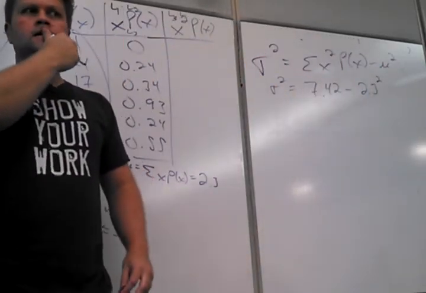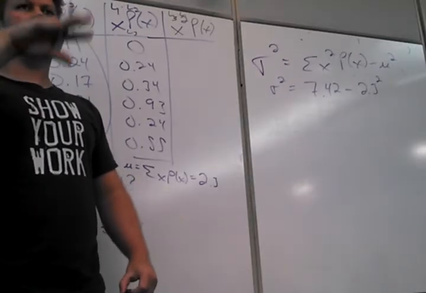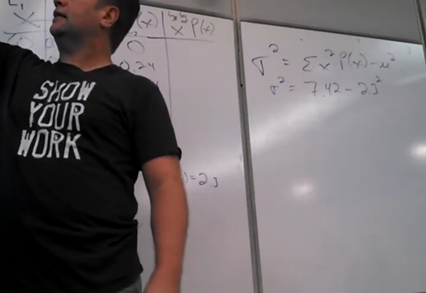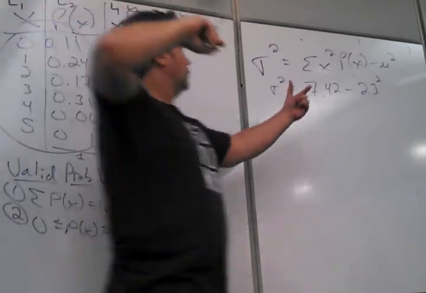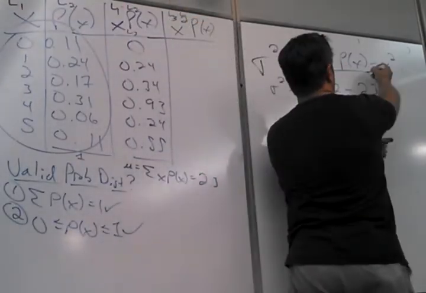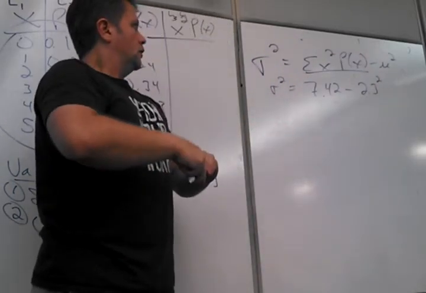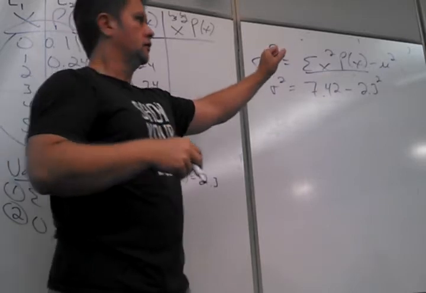All right. So I'm just plugging and chugging into the formula now. I got the list I wanted, x squared p of x. I got the sum of that list. That goes right here. That's the sum, that's one number, 7.42. So somebody help me out. What do you get there?